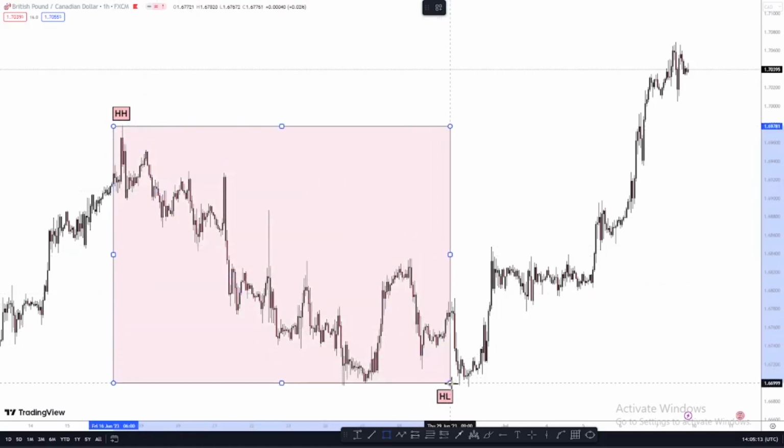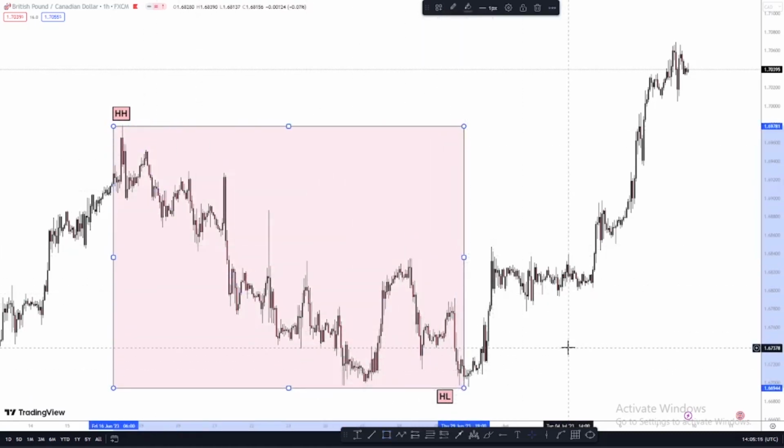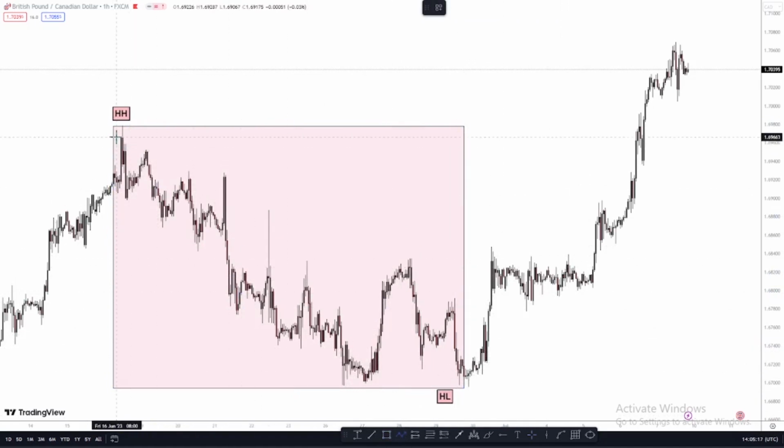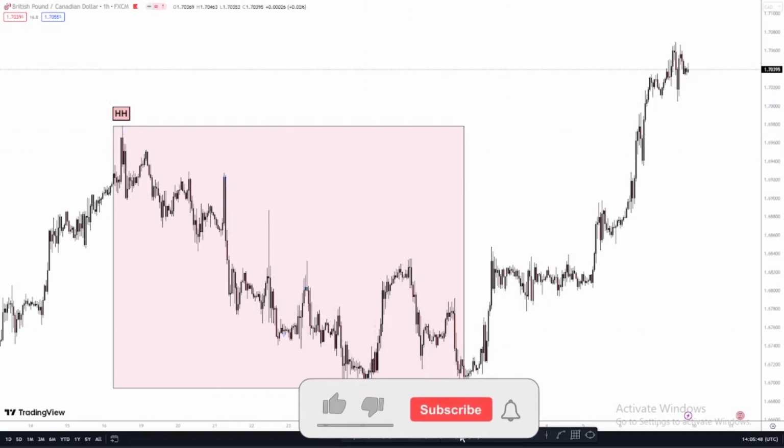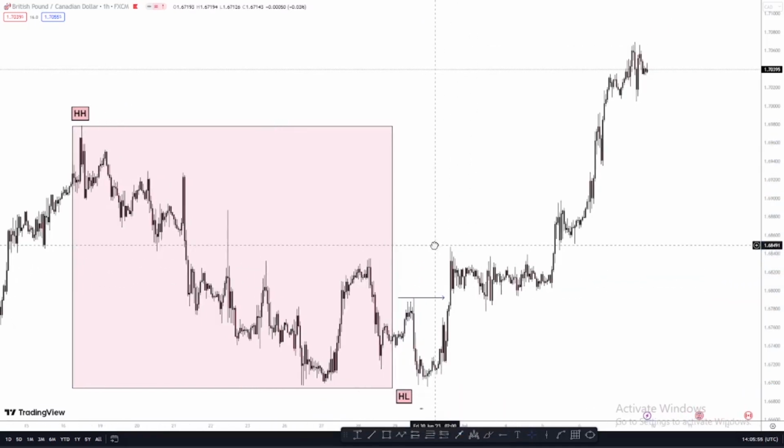If you are to look at this angle, if I'm to draw this zone, if you are to look within this zone, what do we realize? We realize within this zone, price was creating a series of lower highs and lower lows on the H1 time frame. So when did price shift market structure from lower highs and lower lows to higher highs and higher lows? Or when did market structure shift from bearish to bullish? It shifted when price closed above this last lower high.